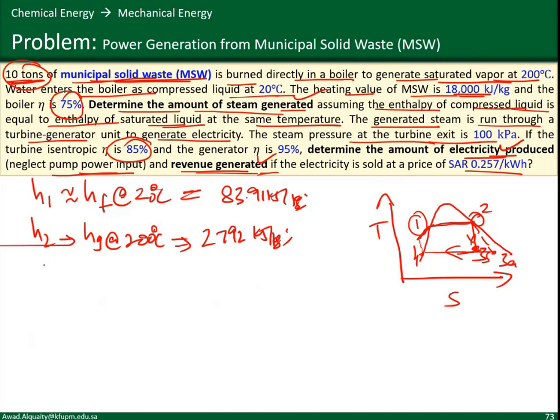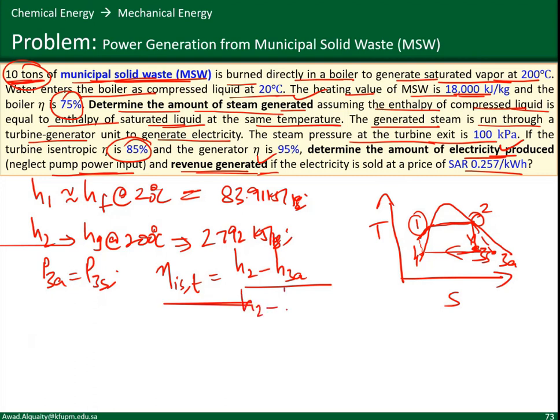Irrespective of the isentropic efficiency, the pressure for 3A is always equal to the pressure at 3S. The only thing that's different is the enthalpy, right? And in some cases, the temperature as well. So now we have the isentropic efficiency given for the turbine. Isentropic efficiency is going to be equal to H2 minus H3 actual, the actual work output, divided by the isentropic work output, H2 minus H3S. So first thing is to find out 3S, right?